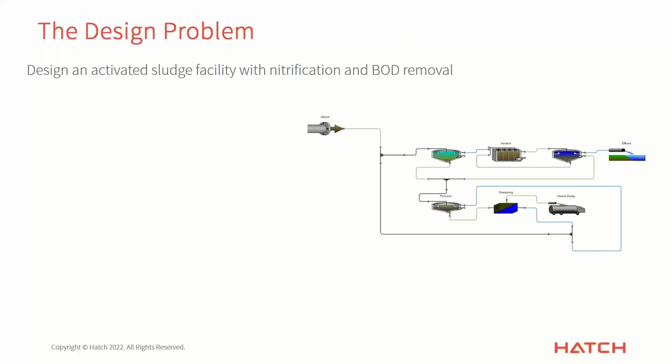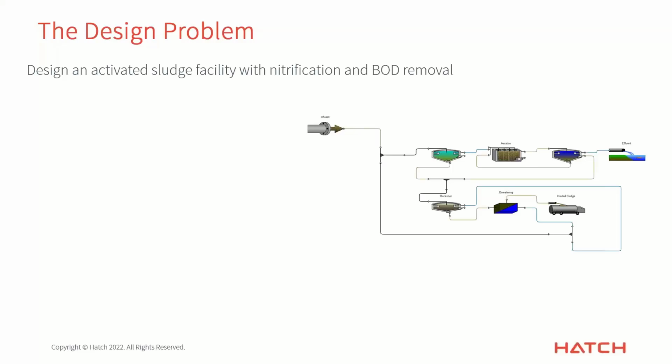All right, so I think the best way to illustrate the value of this is to just do a quick example. On the right here, I just have a very simple GPSX layout image. It's just an activated sludge process where we're trying to have just nitrification and BOD removal. So it's just an influent goes to the primary, goes through the secondary treatment, just an aeration tank, and then to the secondary clarifier and into the effluent. So it's a pretty simple layout.